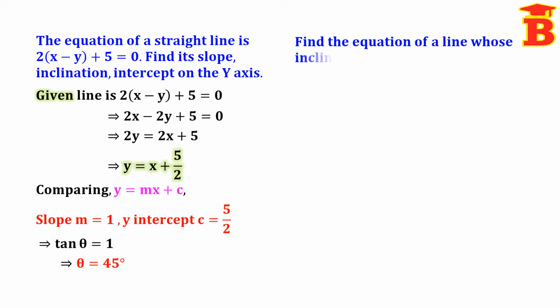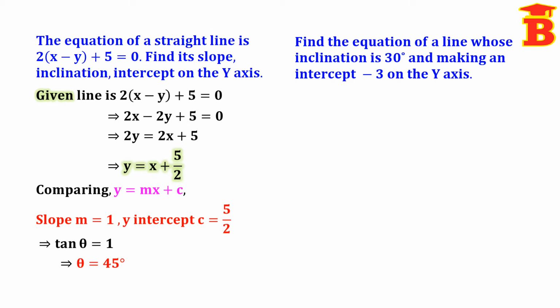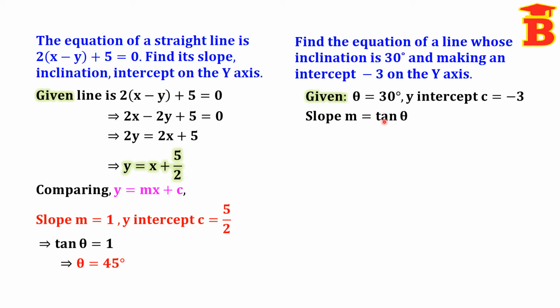Next question, find the equation of a line whose inclination is 30 degrees and making an intercept of -3 on the y-axis. So here the angle is given and the y-intercept is given, we have to find the equation of the line. If the angle is given, then we can find the slope using the formula m = tan theta. So here theta is 30 degrees, so this is equal to tan 30 degrees, that is equal to 1/root 3.